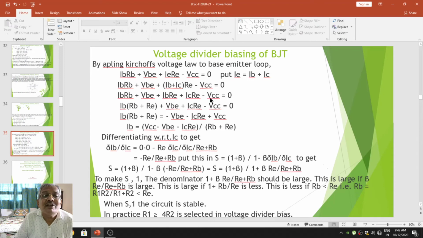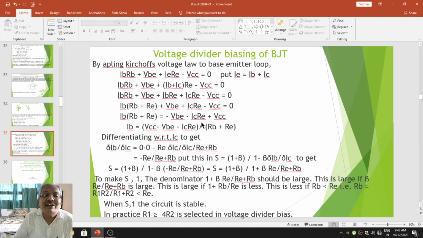Along with these two respective terms, we get minus VBE minus IC RE plus VCC equal to IB into RB plus RE. Therefore IB equal to VCC minus VBE minus IC RE upon RB plus RE. By differentiating this equation with respect to IC, VCC minus VBE upon RB plus RE is a constant.